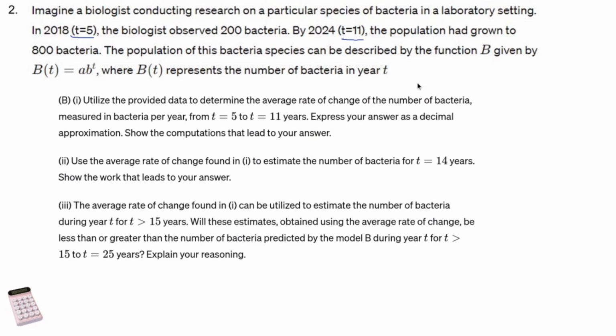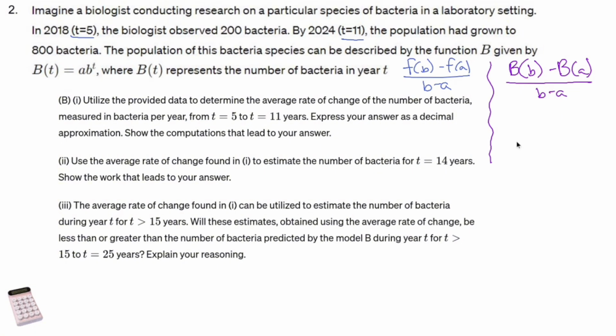Normally, when you think average rate of change, you think f of b minus f of a over b minus a, right? Well, the same thing's going to happen here, except I'm going to use B's and t's. But I'm still going to use little b's and little a's. So this is the part that counts. That blue part doesn't count. I'm going to write out B of b minus capital B of a over b minus a.